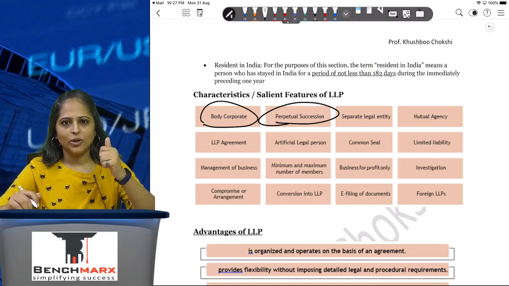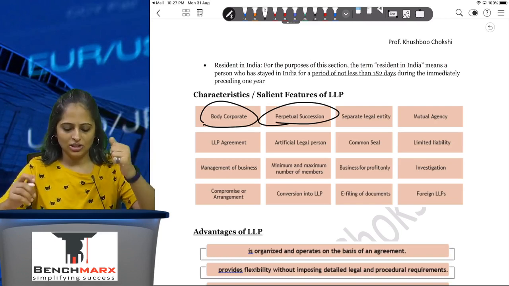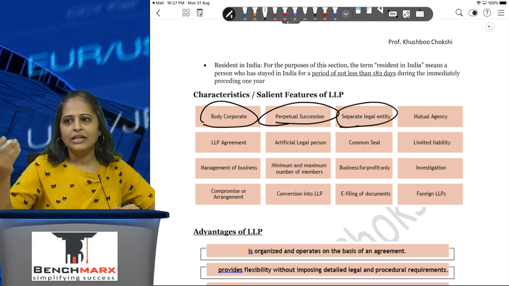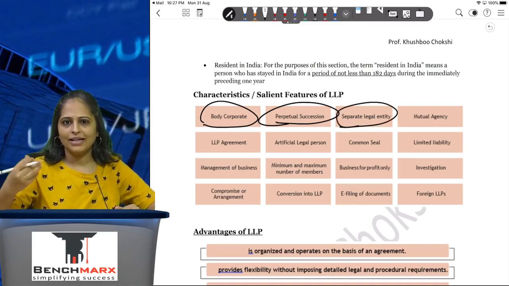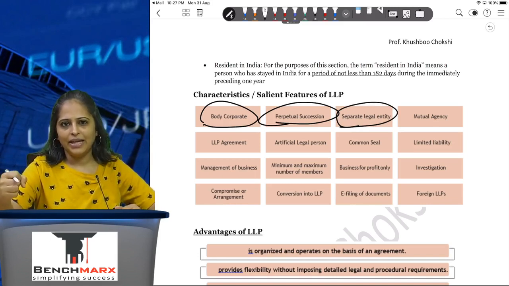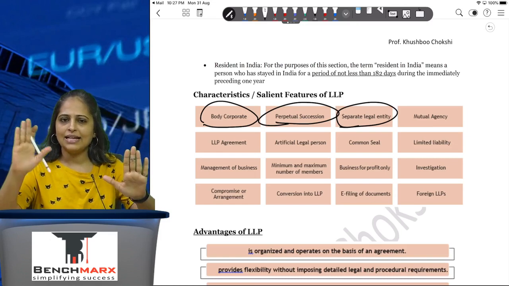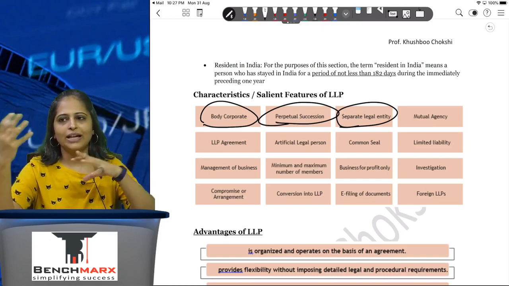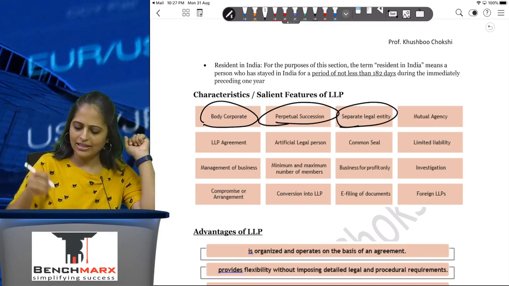But because this is a body corporate and a body corporate cannot die, there is perpetual succession, again like a company form of organization. It's a separate legal entity different from the person. So why is that important? If there are some non-compliances in the LLP Act, the LLP will be penalized and the partners will be penalized. There's always a distinction between the two, like how you have in a company form of organization.